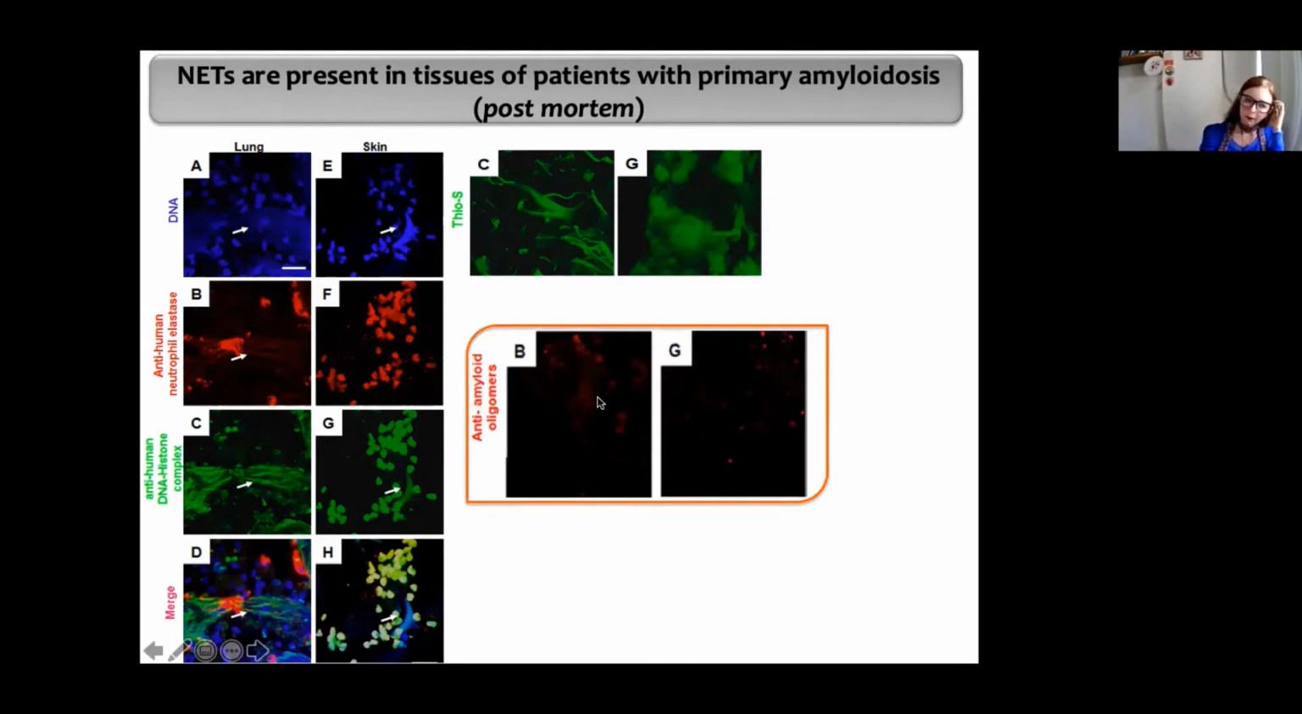And here we can also see the formation of this deposit close by. I don't know if you can see, it's very faint. I do agree that the presence of the oligomers in these tissue sections confirms that everything we showed before in vitro might happen in vivo and might have an implication for the course of the amyloid diseases.